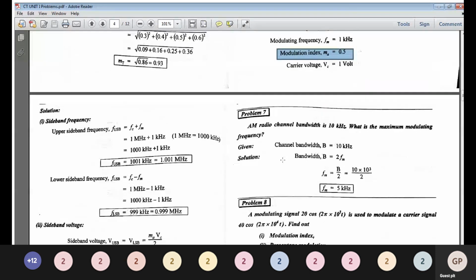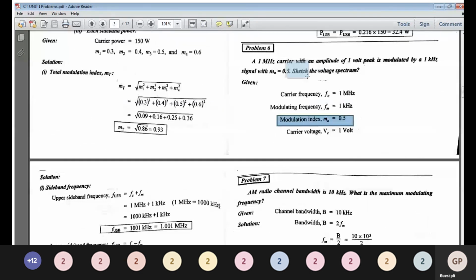Okay, Dhamma. Now you have to draw the voltage spectrum. Spectrum diagram you have to draw. To draw the spectrum diagram, we need to have two sets of parameters. One is the x-axis parameter, another one is the y-axis parameter.